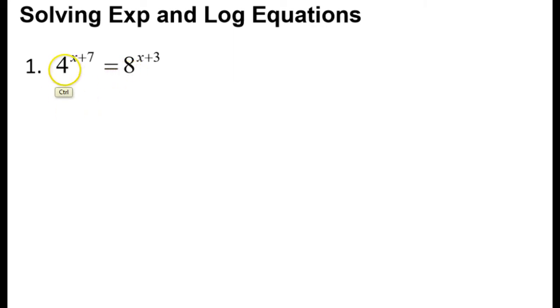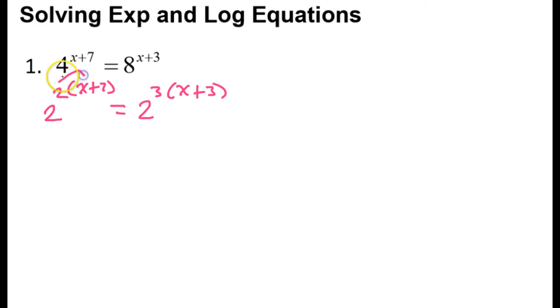So for example, 4 can be written as 2 to the second power, and 8 can be written as 2 to the third power. The x plus 7 goes in parentheses, as does the x plus 3. If the bases are equal, the exponents have to be equal. So I'm going to set these exponents equal to each other.